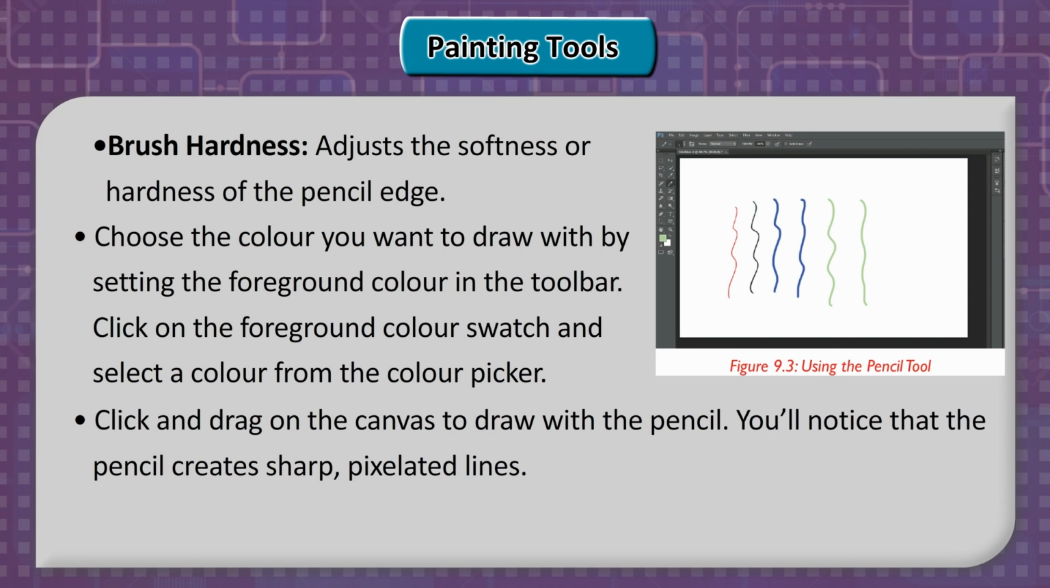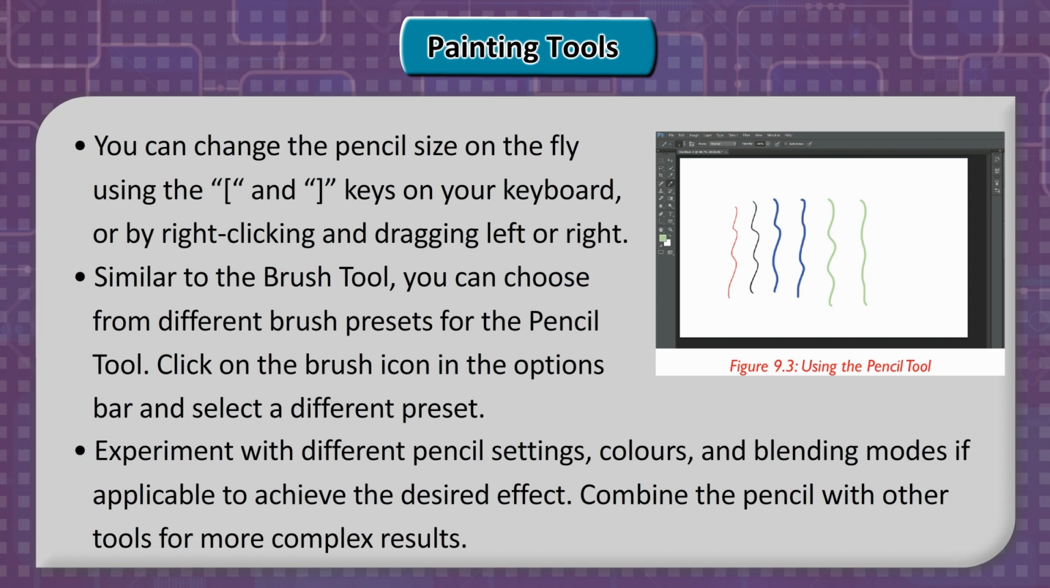Click and drag on the canvas to draw with the pencil. You'll notice that the pencil creates sharp, pixelated lines. You can change the pencil size on the fly using the bracket and comma keys on your keyboard, or by right-clicking and dragging left or right. Similar to the brush tool, you can choose from different brush presets for the pencil tool.